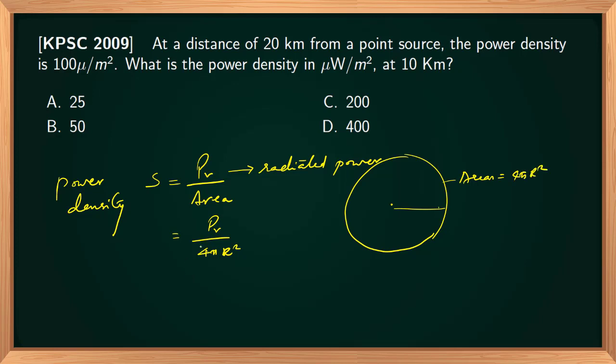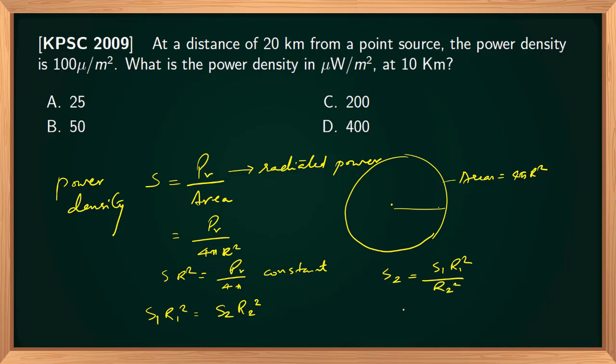Since radiated power is a constant, S into r square equal to PR by 4 pi. This quantity is a constant value. Therefore, S1 R1 square equal to S2 R2 square. Now we have to find the power density at 10 kilometer, so we will take S2. S2 equal to S1 R1 square by R2 square. S1 is our power density at 20 kilometer, that is equal to 100 microwatt per meter square into 20 square by 10 square. Answer is 400 microwatt per meter square. Correct option is option D.